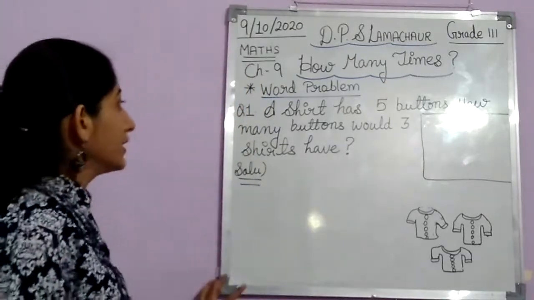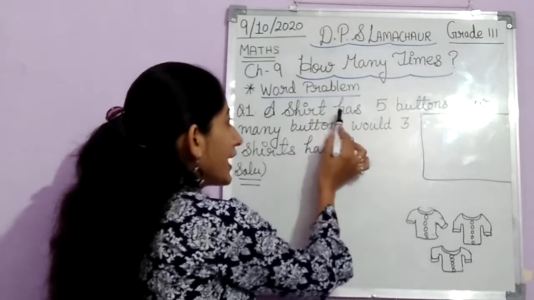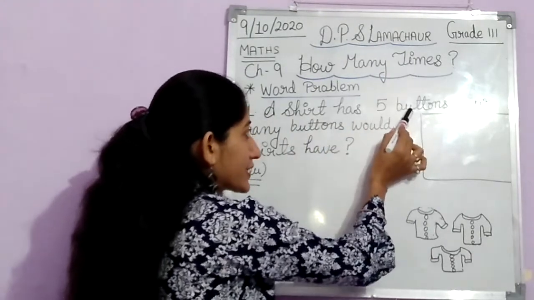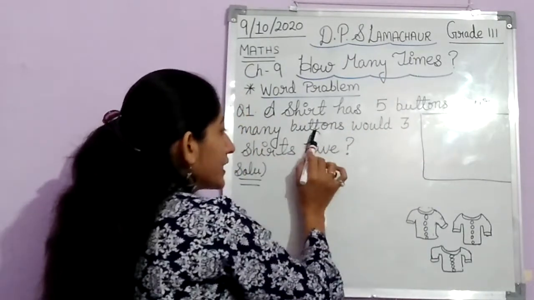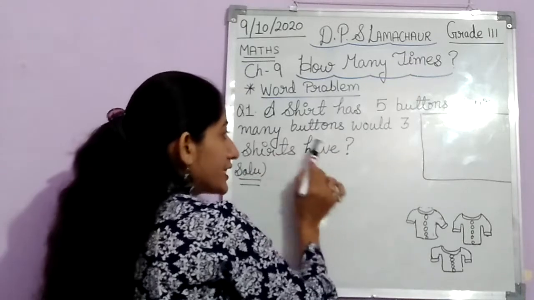What is it? A shirt has 5 buttons. How many buttons would 3 shirts have?